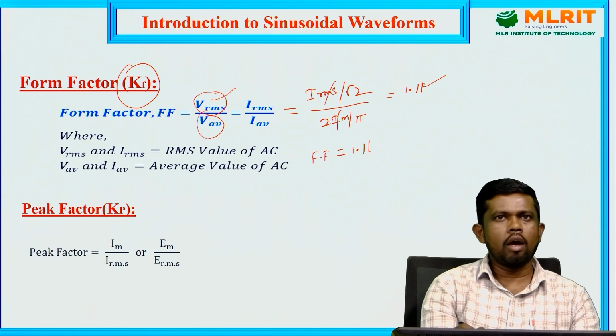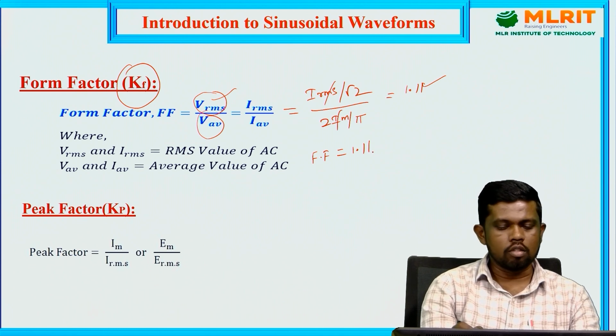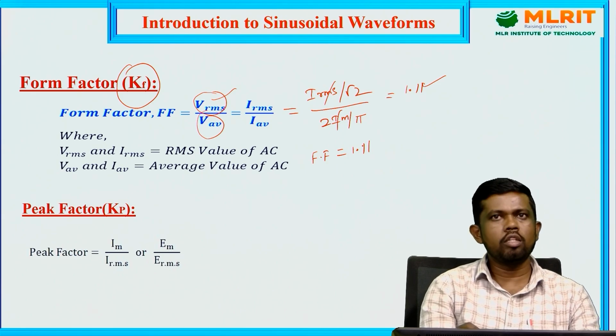It is a different value for the square waveform and also for other alternating quantities. So this value 1.11 is the form factor of only the sinusoidal waveform.